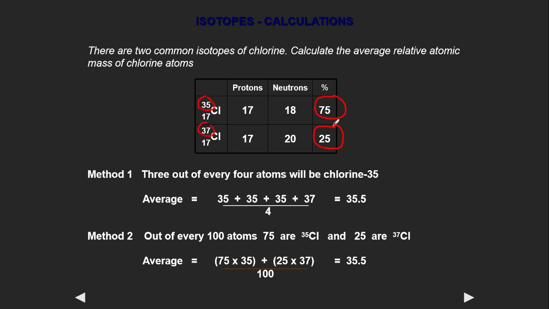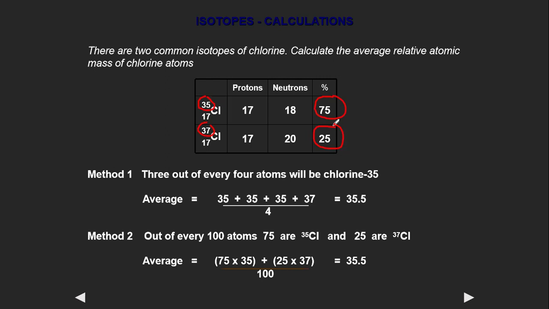Then the second method is that out of every 100 atoms of chlorine, 75 of them are chlorine-35, while only 25 are chlorine-37. So 75 over 100 times the mass number: 75 times 35 over 100 plus 25 times 37 over 100. Or you simply do it the way shown on your screen: 75 times 35 in brackets plus 25 times 37, over 100. You get 35.5. Is it clear?